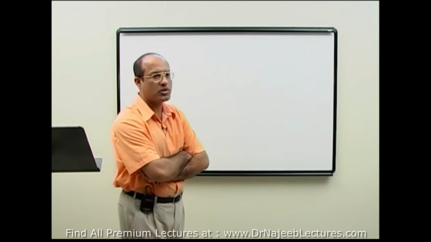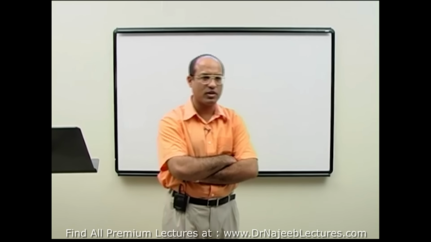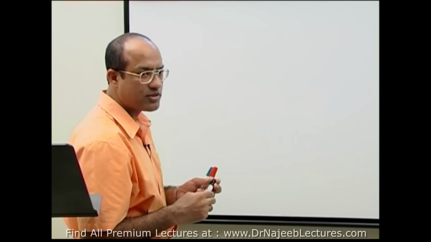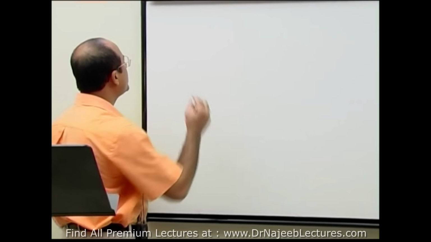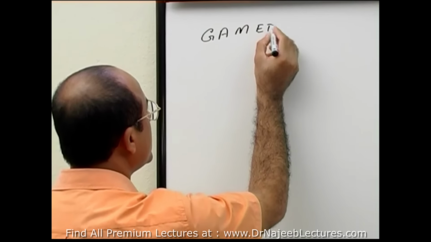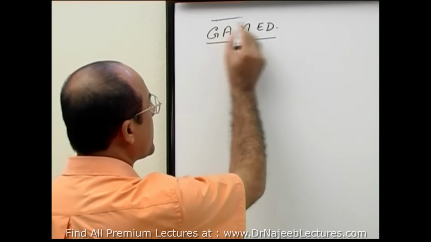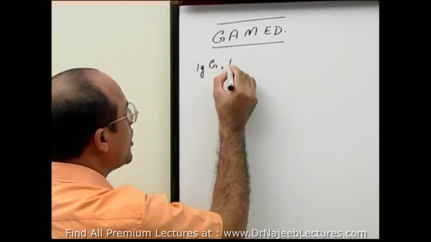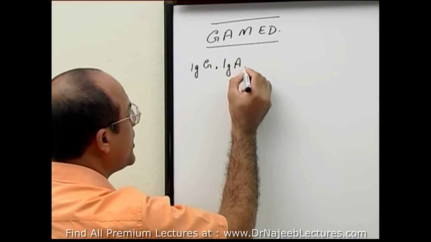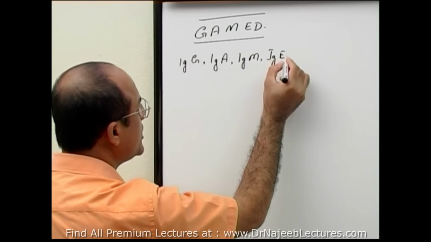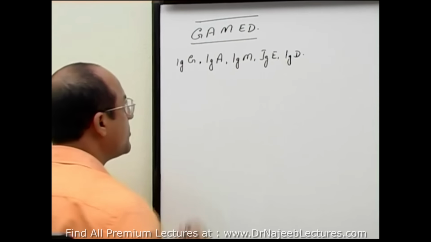So we were talking about the classes of antibodies or classes of immunoglobulins, and we have already discussed that primarily there are 5 classes of immunoglobulins. One way to remember is GAMED. GAMED stands for what? Immunoglobulin G, Immunoglobulin A, Immunoglobulin M, Immunoglobulin E and Immunoglobulin D.